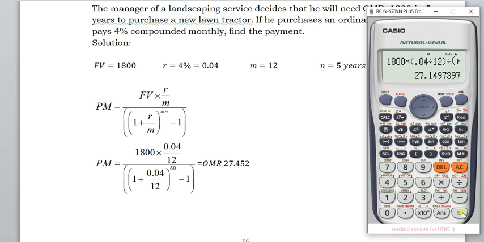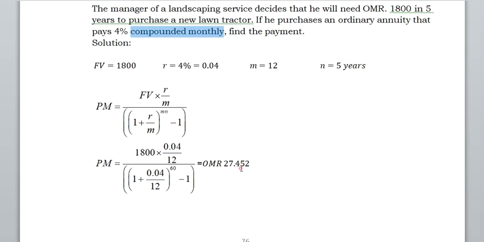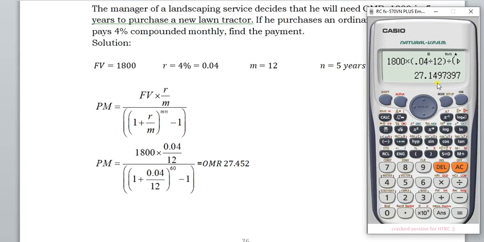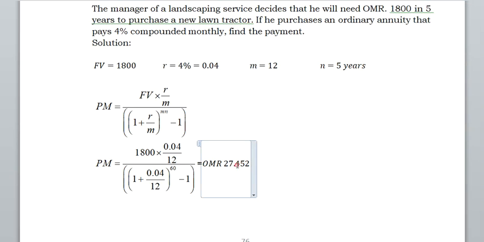Now equals, so the payment will be 27.149. There is a slight change here: 27.149, so you can round this up to 15, so 27.15. Okay, so this will be the payment.